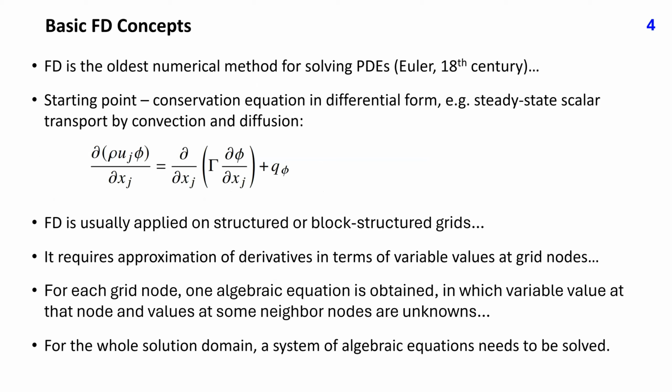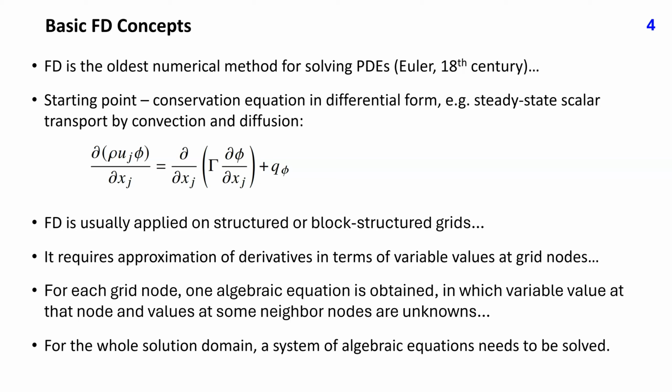Finite differences were used by Euler in the 18th century to solve partial differential equations. It is the oldest numerical method for this purpose. Finite difference methods use conservation equations in differential form as the starting point. We shall deal here with the generic conservation equation for a scalar variable phi, which describes the balance of transport by convection and diffusion. Sources or sinks may also be present, but we assume here that these do not contain derivatives and thus do not require approximations.